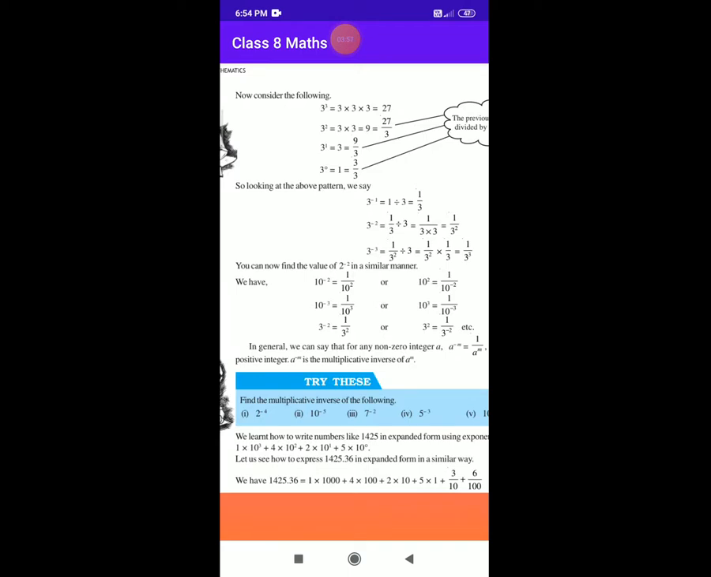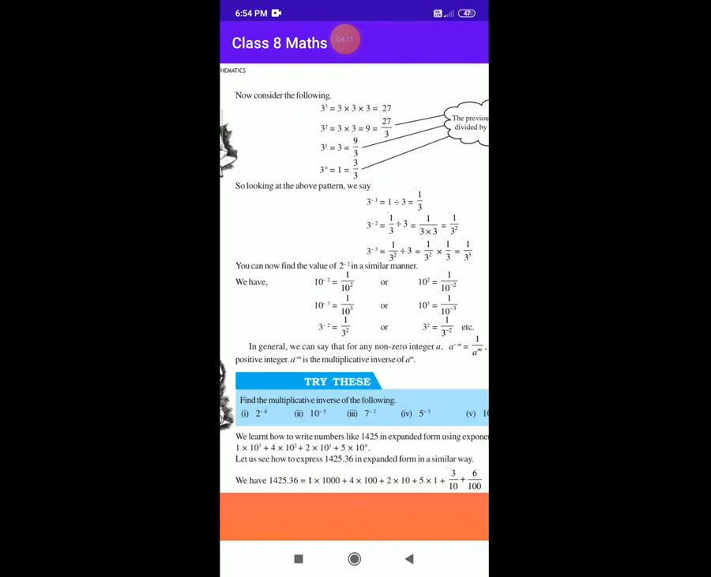We have 10 raised to minus 2 is equal to 1 by 10 squared, or 10 raised to 2 means 1 by 10 raised to minus 2. Similarly, 10 raised to minus 3 means 1 by 10 raised to 3, or 10 raised to 3 means 1 by 10 raised to minus 3.